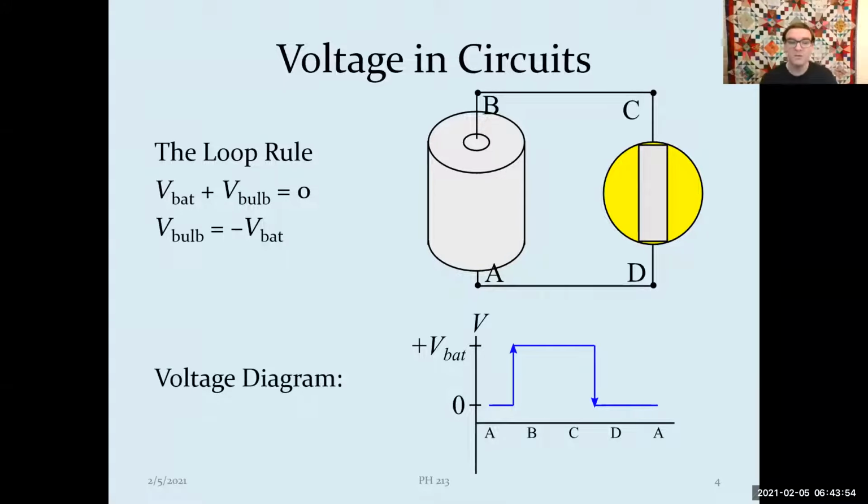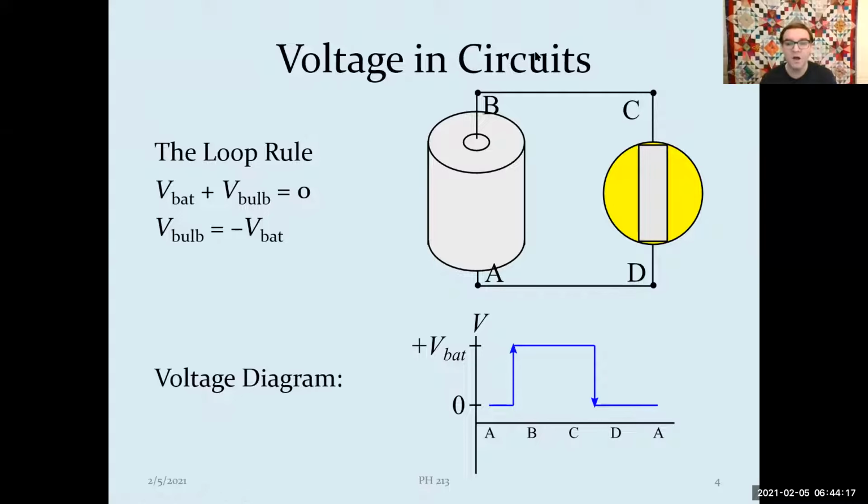So I can write down the loop rule by saying that the voltage across the battery plus the voltage across the light bulb is going to be equal to 0. And then, of course, if I wanted, I could solve that and say that this means that the voltage across the bulb is going to need to be negative the voltage across the battery. And just like with anything else in physics, I want to try to understand what that negative sign actually means.